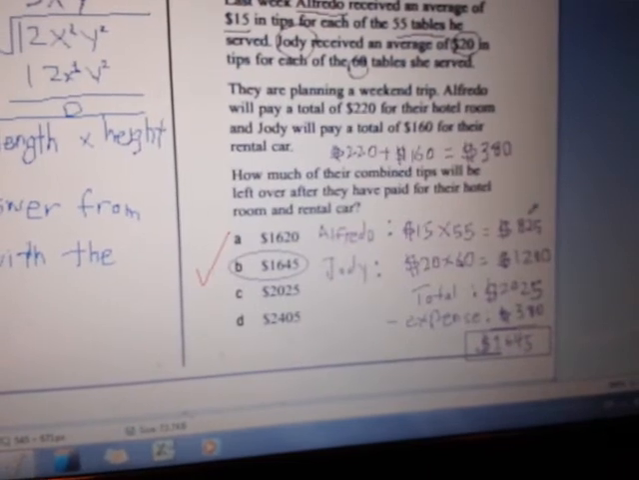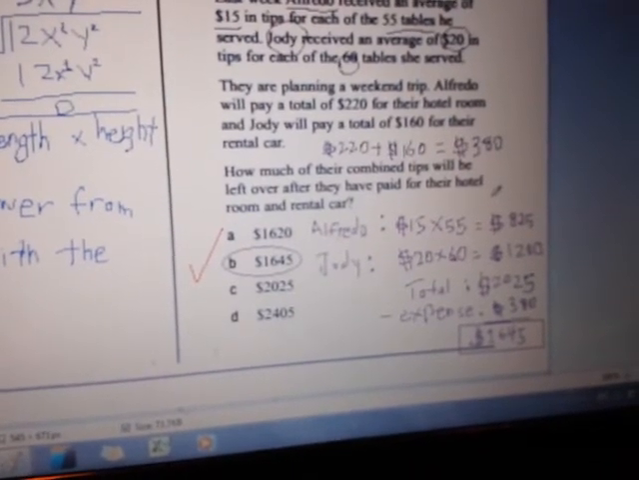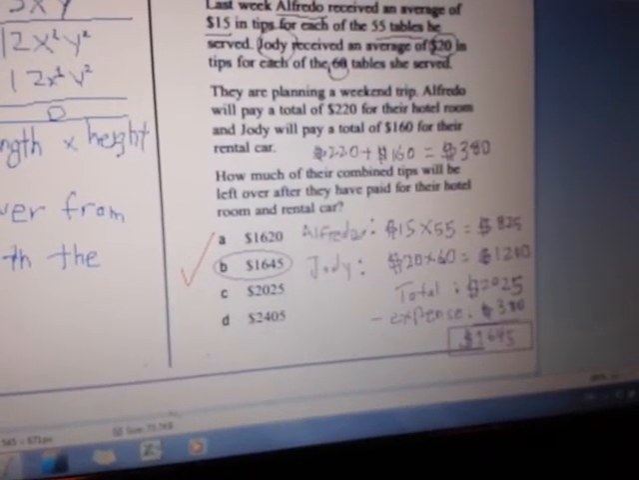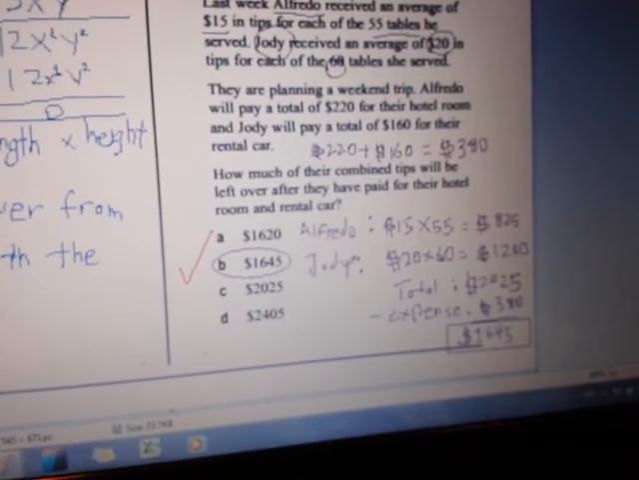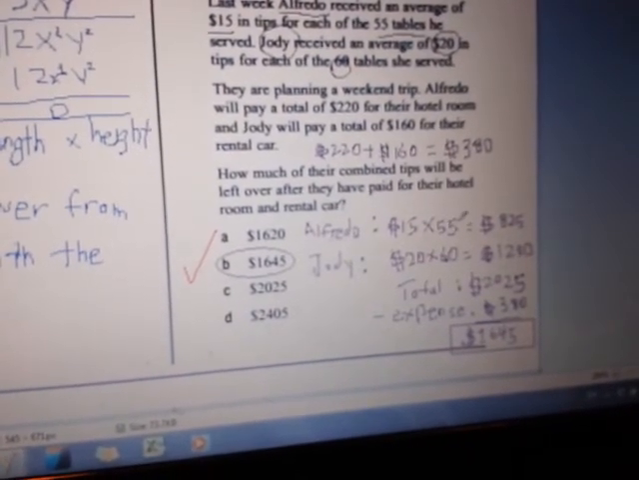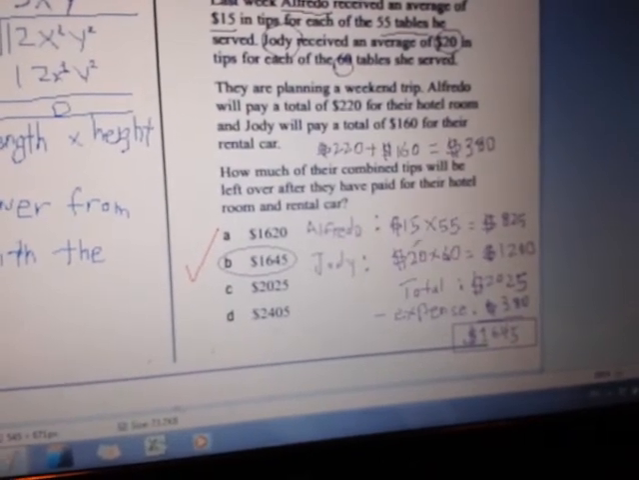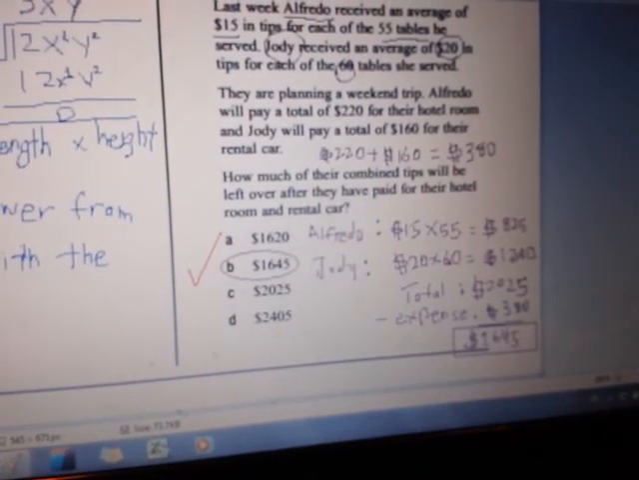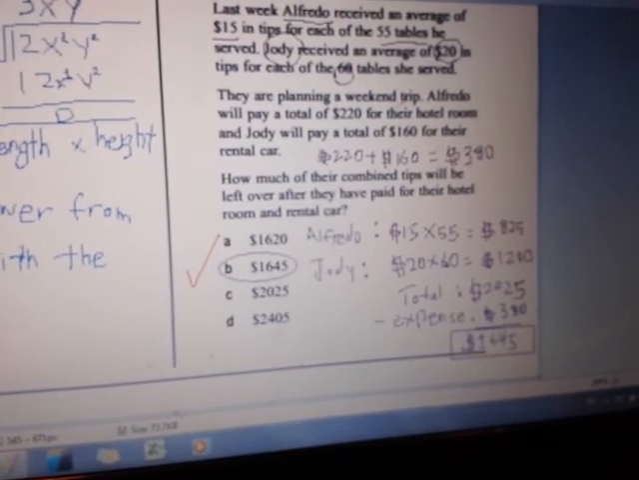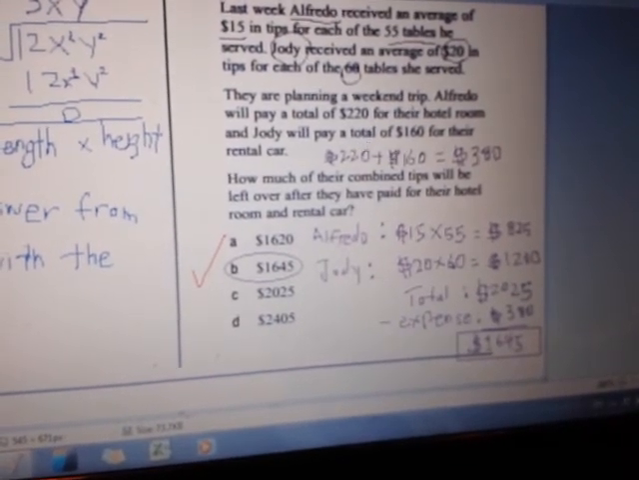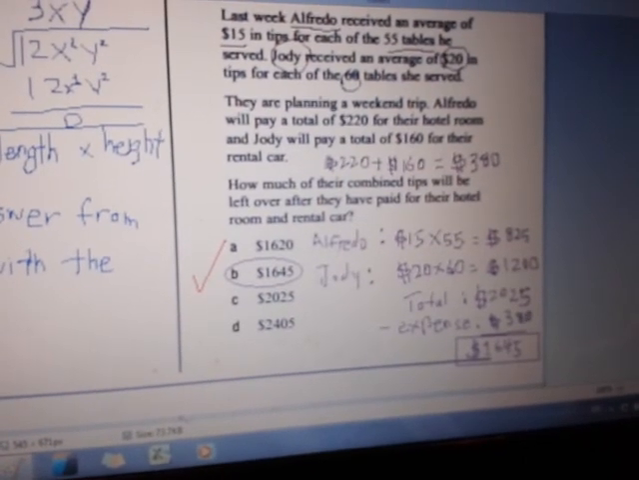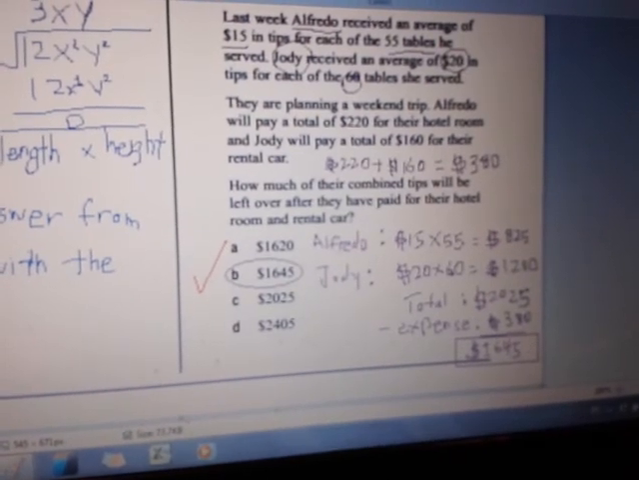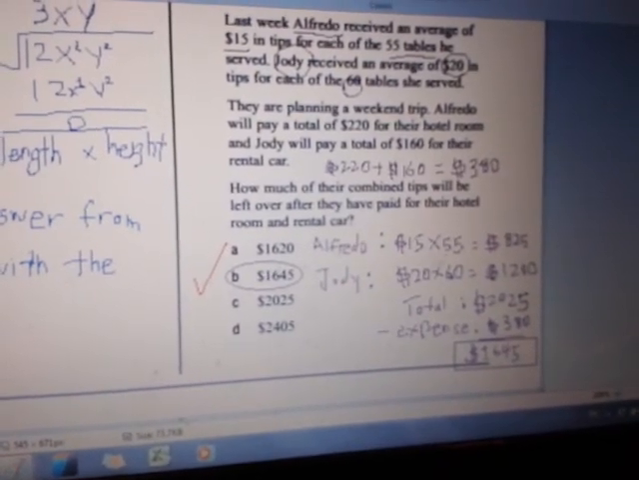So this is one of the simpler questions. Multiplication, subtraction, addition, pretty simple. So we calculate the total tips for Alfredo and Jody. For Alfredo, $15 times 55 tables, $825. And for Jody, $20 times 60 tables equals $1,200. You add those together to get $2,025. And for their expenses, $220 plus $160 will give us $380. And you subtract $380 from the total amount of tips, you'll get $1,645, which is answer B here, would be correct for question 4.